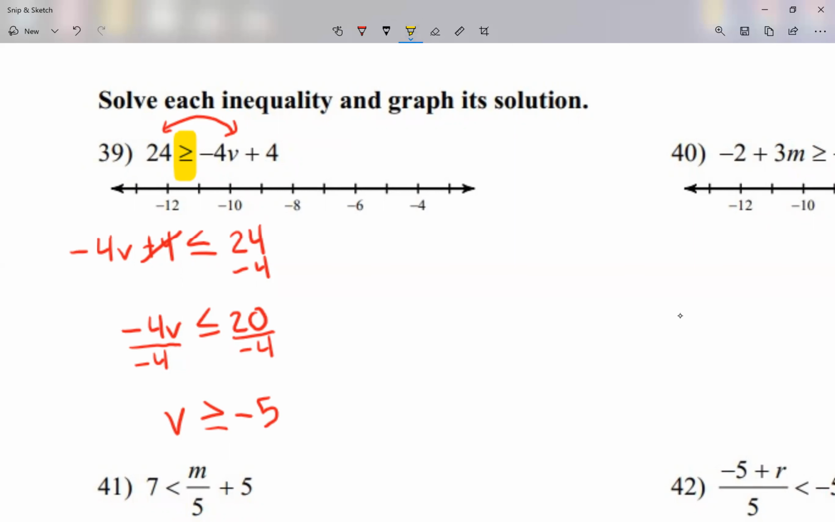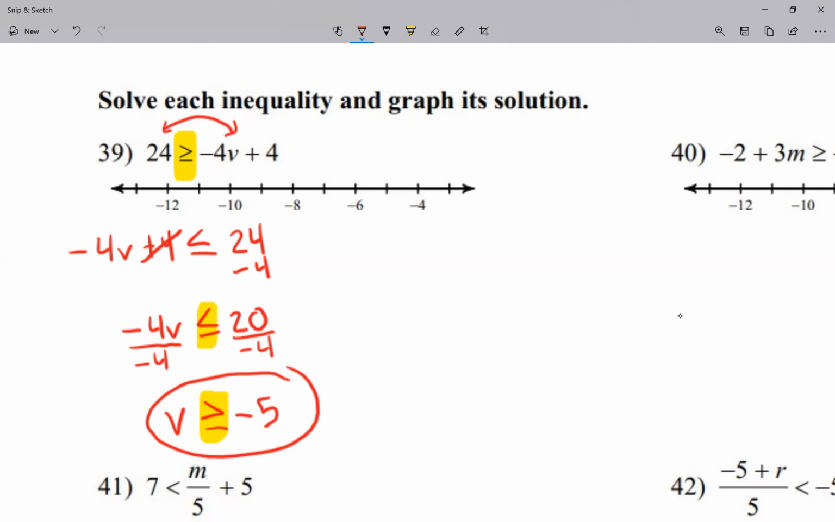One thing I want to emphasize here: notice my inequality symbol, it's switched. Every time I multiply or divide by a negative, I divided by negative 4 in this case, your symbol switches. Okay, so if I'm asking you to just solve this, my answer is v is greater or equal to negative 5.